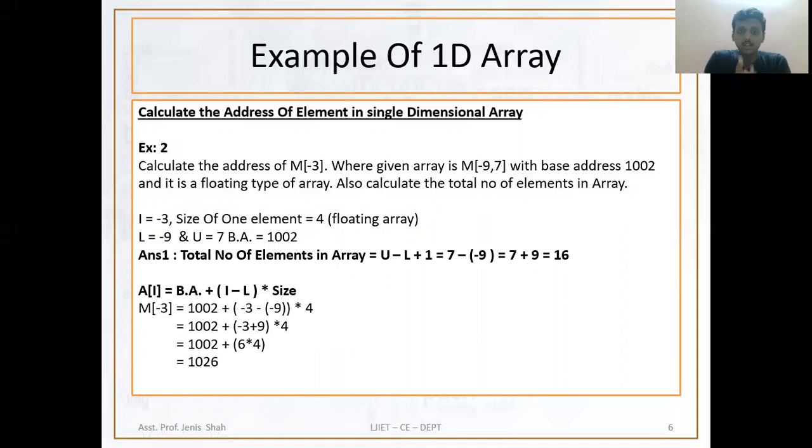Please remember that in so many programming languages, the array index starts from minus. So in an exam or in a paper, it might be possible that they give the range of the array like minus 9 to 7, minus 2 to 3. And please do not get confused over there. Okay. Now let's move on to the next question.